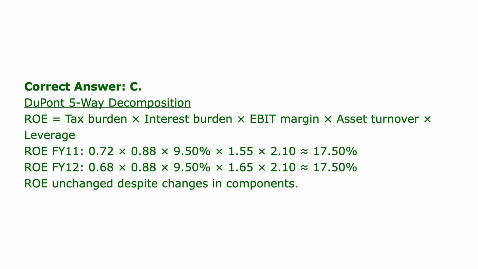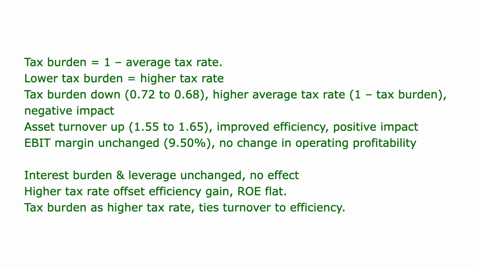Correct answer, C. DuPont 5-way decomposition shows ROE remained constant at approximately 17.50%, despite changes in its components. Tax burden impact. Lower tax burden, 0.72 to 0.68, led to a higher average tax rate, negatively impacting ROE. Asset turnover impact. Improved asset turnover, 1.55 to 1.65, positively impacted efficiency. Overall ROE impact. Higher tax rate offset efficiency gains, resulting in a flat ROE.